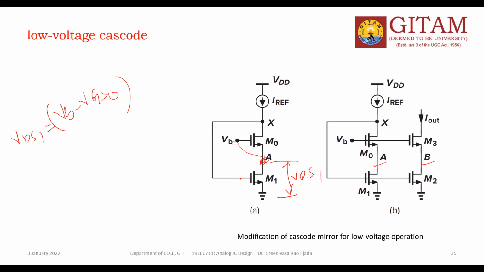And VB can be chosen. VB means this value. VB can be chosen to place M1 at the edge of saturation. Whatever the value of this VB is, it is such that M1 should be in saturation. How does it depend? We have a relation. What is the relation? What should this drain voltage be? For M1 to be in saturation, what should the voltage be here? What is the condition? VDS should be greater than or equal to VGS minus VTH.